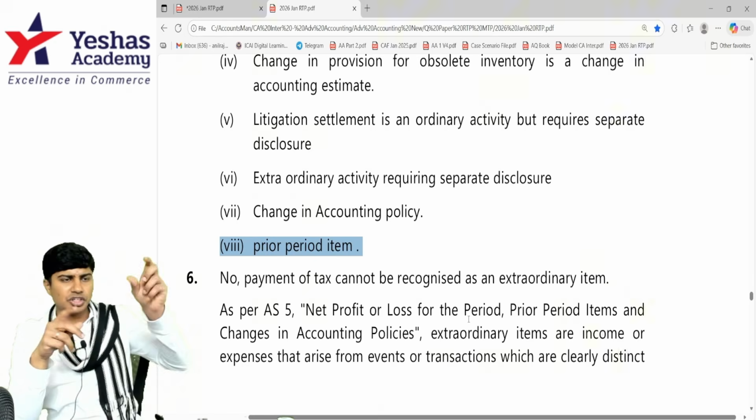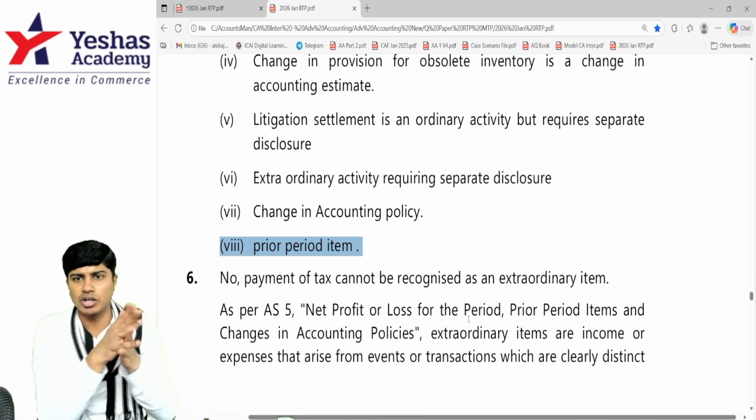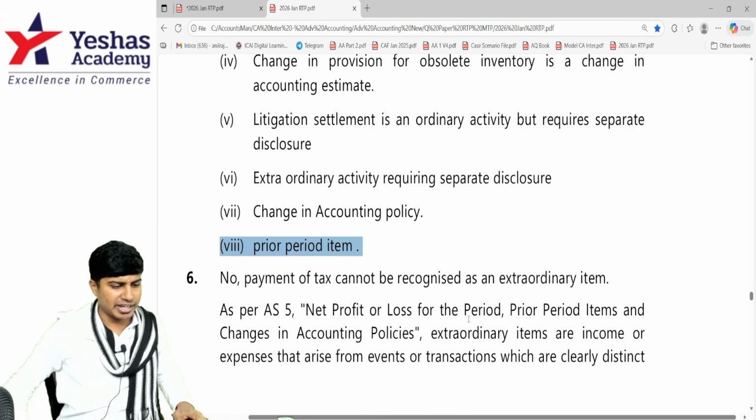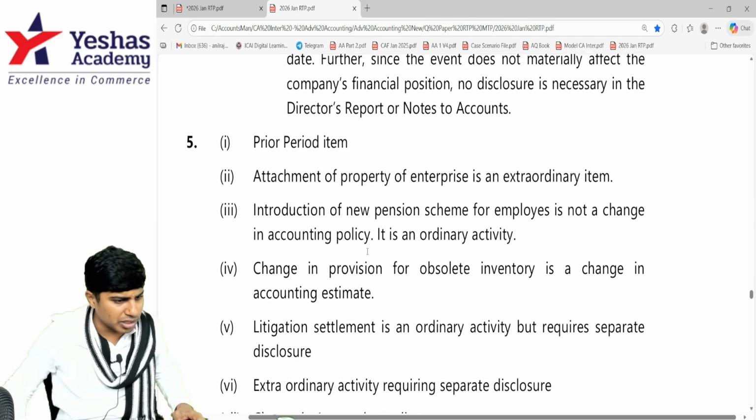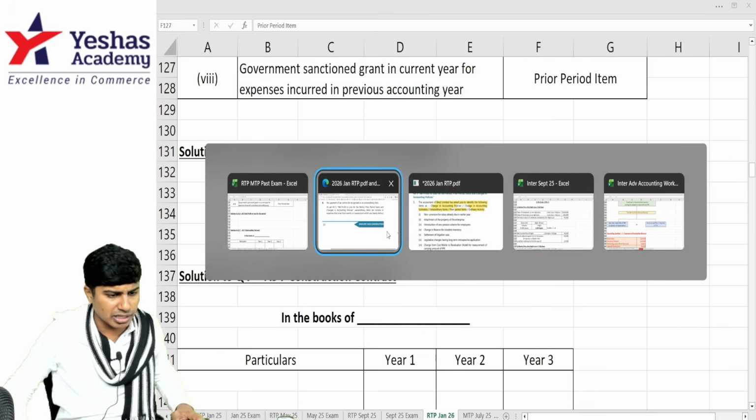Last year, what should they have done? They should have reduced that expense by the claim amount received, and only the balance, if there is excess, should have been the expense. By this, we are done with question number 5. Let's quickly see the question number 6.